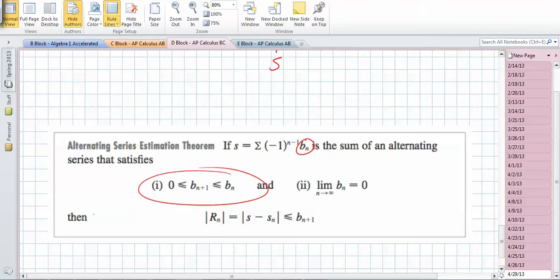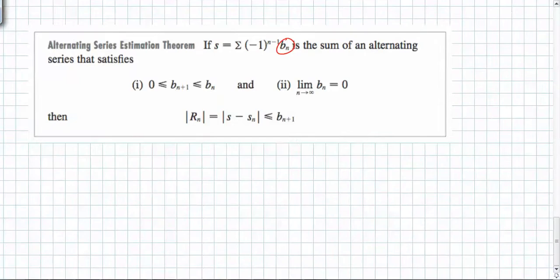If that is true and the limit as n goes to infinity of Bn is 0, then this is what it says. Rn is your error, your estimate of how close you are. Your max error is the actual value subtracting your partial sum. As you keep going farther and farther, if you subtract where you are from the actual value, you get how far off you are. Does that make sense, everybody? You've done that before with left and right hand limits. That is always going to be less than the next term.